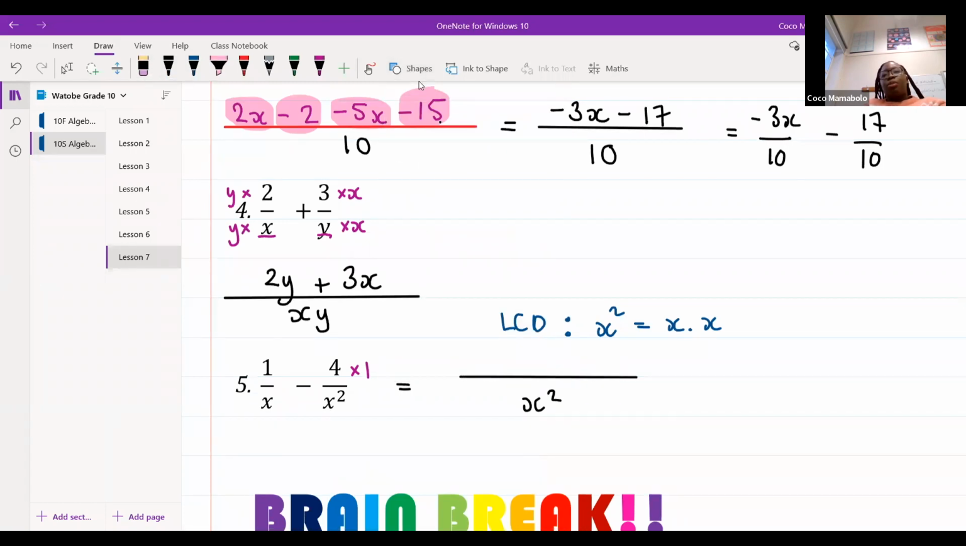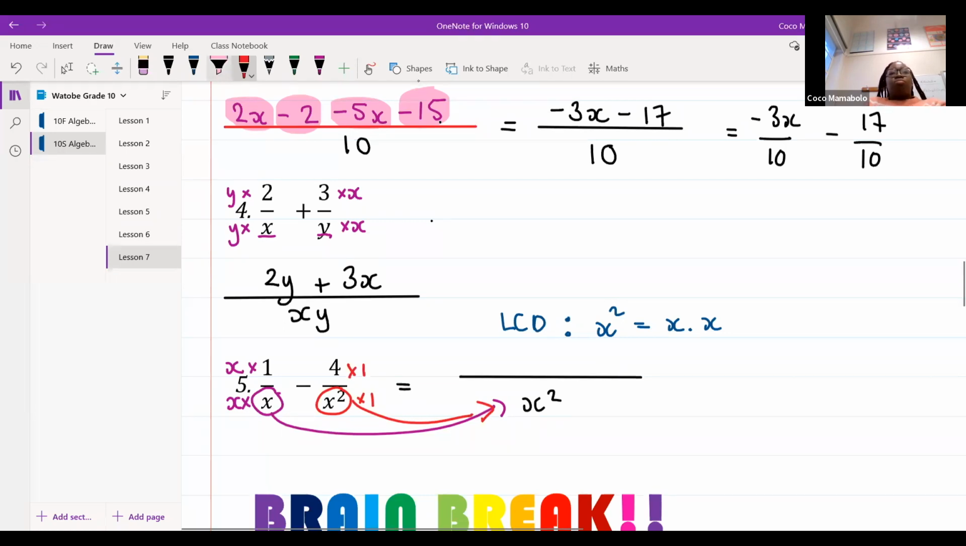Okay, excellent. So I know that my LCD is x squared, so I'm going to put everything over x squared. Then we do the same thing we would with any other fraction. I've got a denominator of x over here. How do I get from x to x squared? What do I multiply by? By x. Good. And what I do at the bottom, I do at the top, so I multiply by x at the top as well. Now, on this one, I've got x squared on the denominator. What did I multiply by to get from x squared to x squared? Times 1. And what I do on the bottom, I do at the top as well.